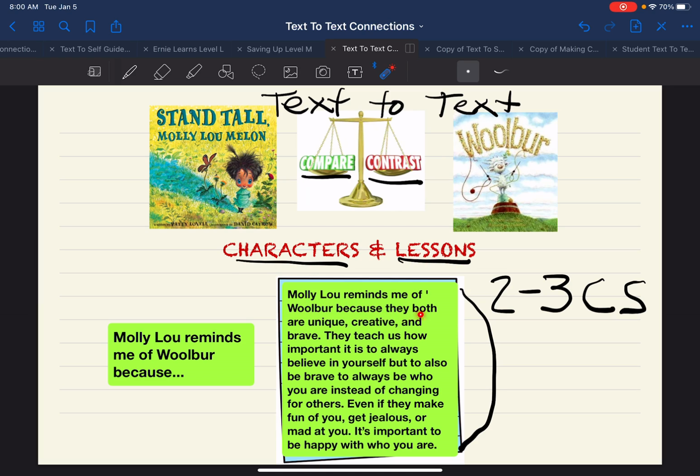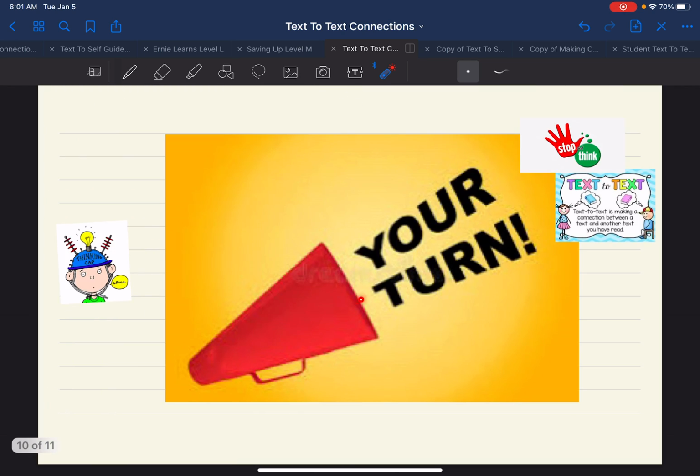Molly Lou reminds me of Wilbur because they both are unique, creative, and brave. They teach us how important it is to always believe in yourself, but to also be brave, to always be who you are instead of changing for others. Even if they make fun of you, get jealous, or mad at you, it's important to be happy with who you are. And notice that I'm specific about those traits that I learned about from the stories because I compared characters and lessons.